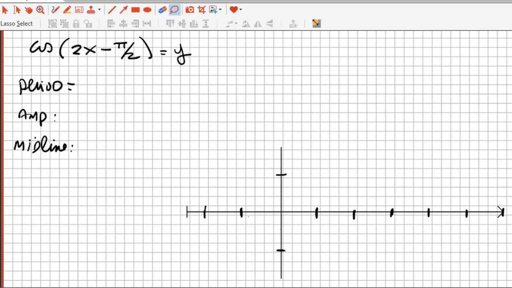I would like to show you how to graph this as quickly as possible. So I have this function. I'm going to find the amplitude first. The amplitude I see is 1. The midline, I see that it's y equals 0.